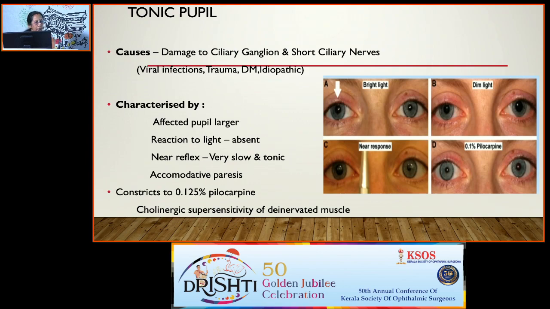Tonic pupil. This is due to damage to the ciliary ganglion and short ciliary nerves due to viral infections, trauma, diabetes, and idiopathy. The affected pupil is larger. The reaction to light is absent. The near reflex will be very slow and tonic, and there is an accommodative paresis. And this tonic pupil shows cholinergic supersensitivity of the denervated muscle to low dose pilocarpine.